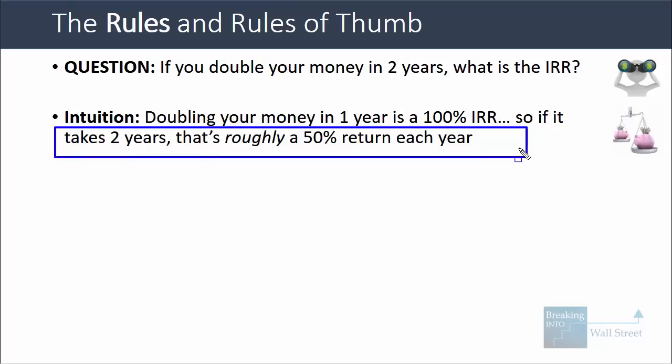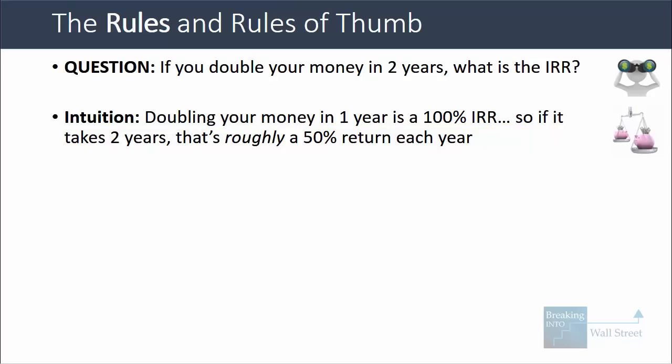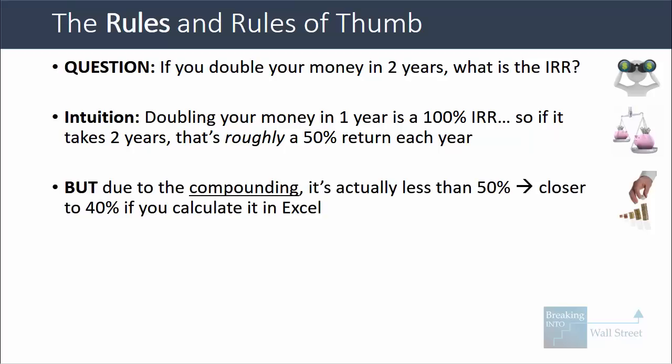So you invest 100, it takes you 2 years to get back the 200. Roughly speaking, you have to earn about 50% per year to get back that 200 at the end of 2 years. Now, of course, it's not exactly a 50% return each year because of the compounding effect. So it's actually less than 50%. And if you calculate this yourself in Excel, it comes out to around 40%.